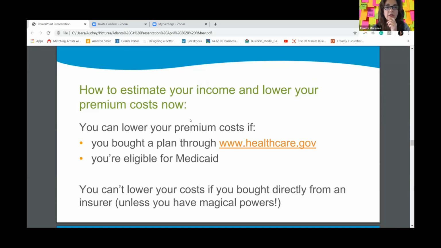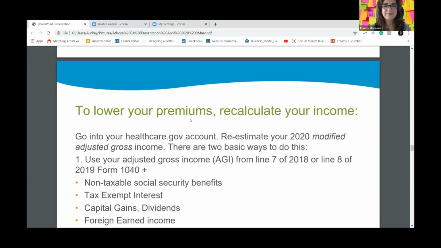So again, you can lower your premium costs if you've bought a plan through healthcare.gov, or if you're eligible for Medicaid. And again, few people are eligible for Medicaid, but you may be. We will talk about that in a second. You cannot lower your premium costs if you bought directly from an insurer unless you have a magic wand or some kind of magical powers.